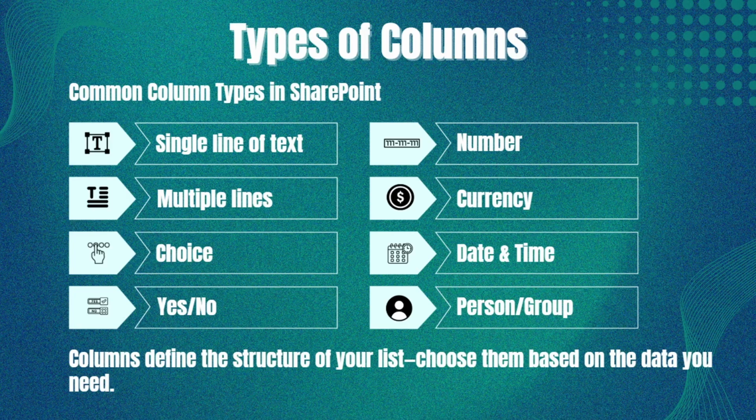Date and time, useful for due date, joining date, review date. Person and group column to assign people, like assigned to manager, reviewer. Selecting the right column type is important because it impacts filtering, views, formatting, automations, and even permissions. A well-designed SharePoint list always starts with the correct column types.